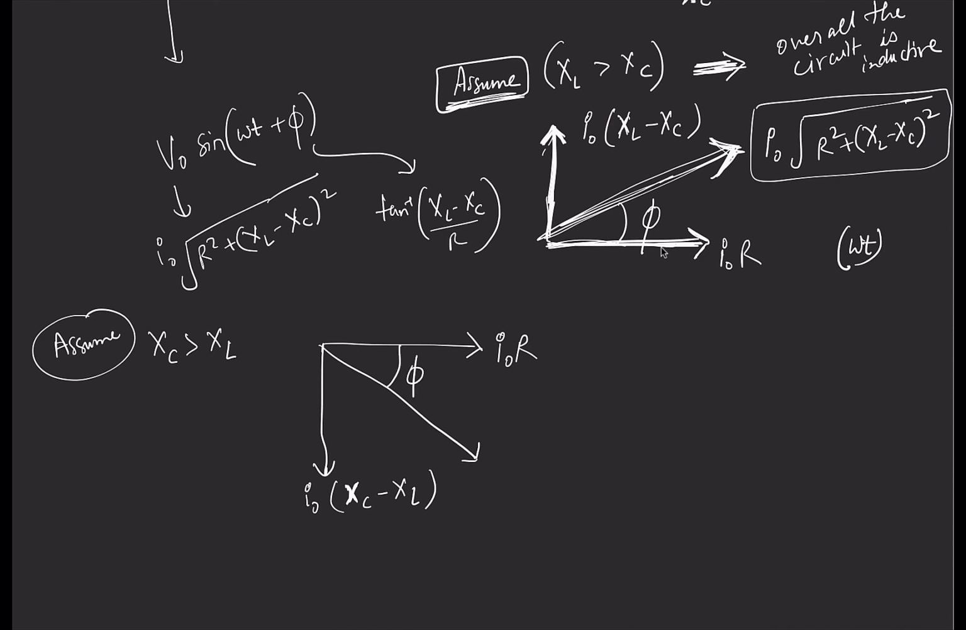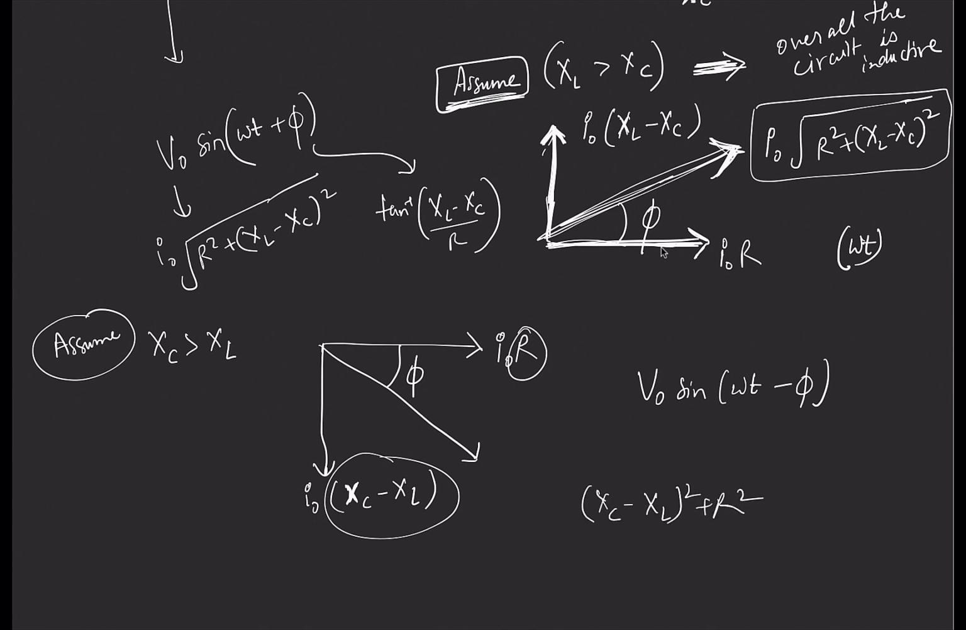Again, the sine would become sine of omega t minus phi in this case, and V naught would be the same: I naught common, times root of XC minus XL whole square plus R square, so this would be equal to V naught. Phi would be equal to tan inverse of XC minus XL by R.